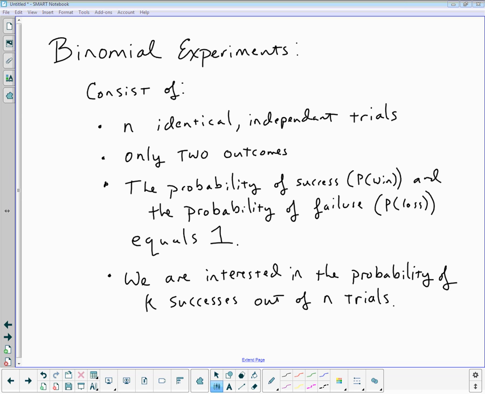There are only two outcomes: win or loss. There's no draw or anything like that, and you're not dealing with ties or abandoning the experiment altogether. Successes and failures, again, have probabilities that should all add up to 1. So the probability of success and the probability of failure add up to 1. And we are interested in the probability of k successes out of n trials. So we're going to flip 10 coins and see what the odds are of getting 2 heads. In that case, k would be 2 successes.